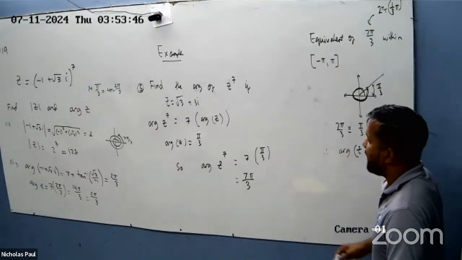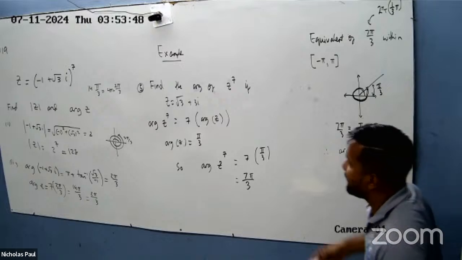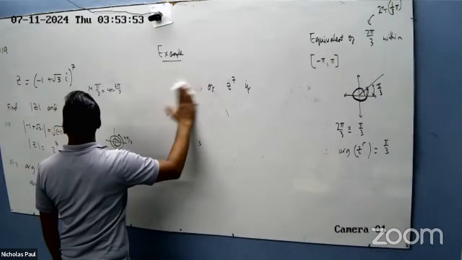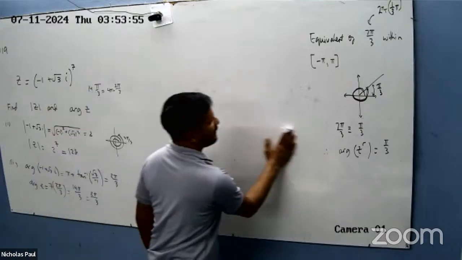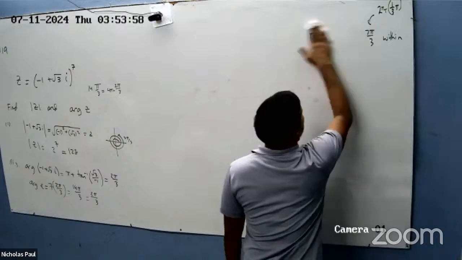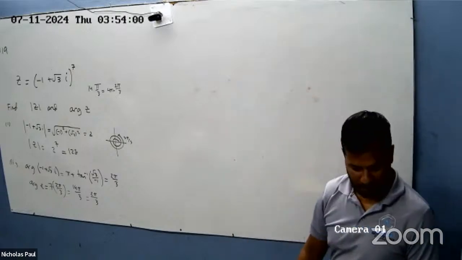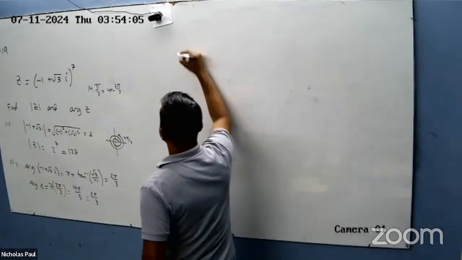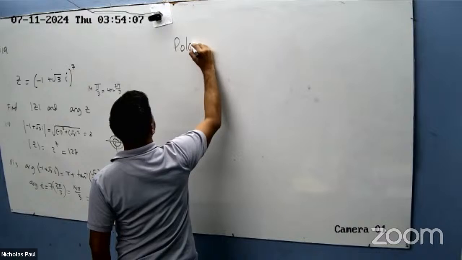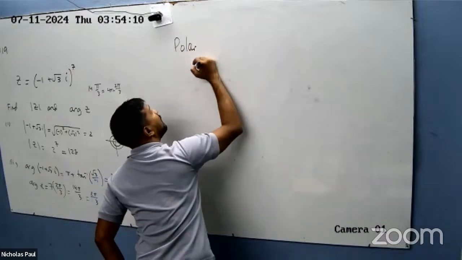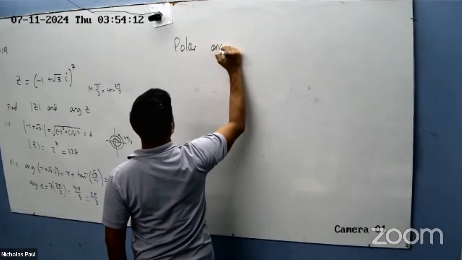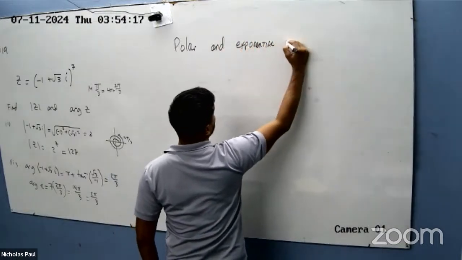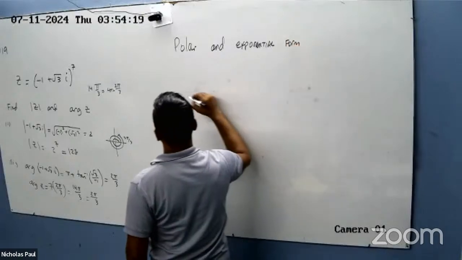Right, so the next thing you want to look at is polar form, polar and exponential form, right? So we want to take a look at polar and exponential form, right?